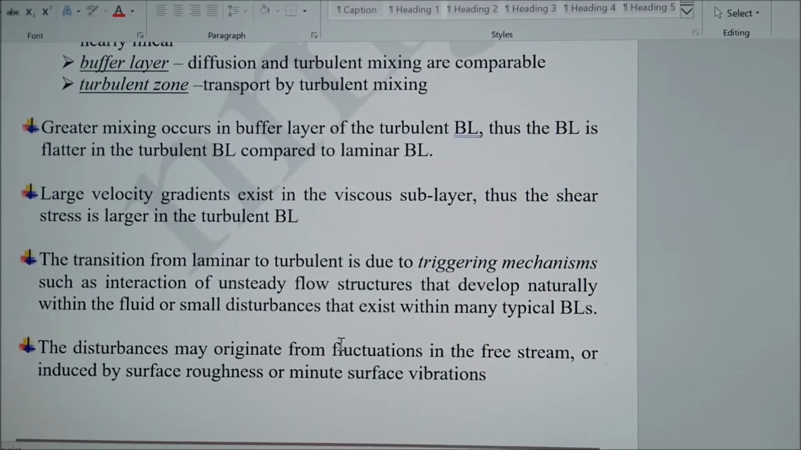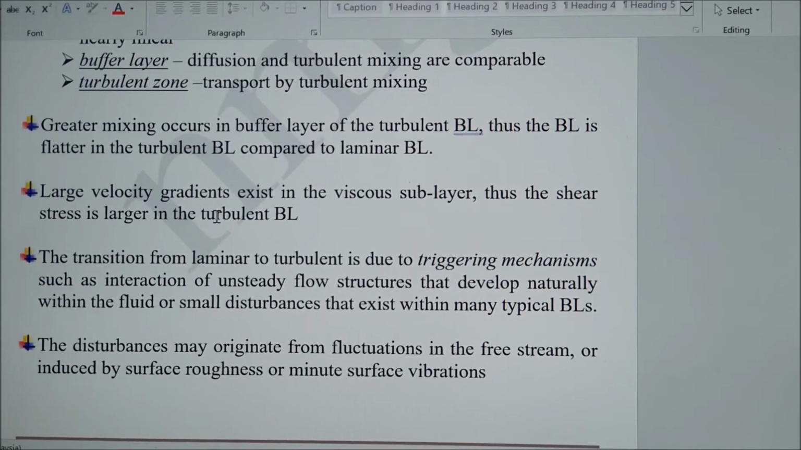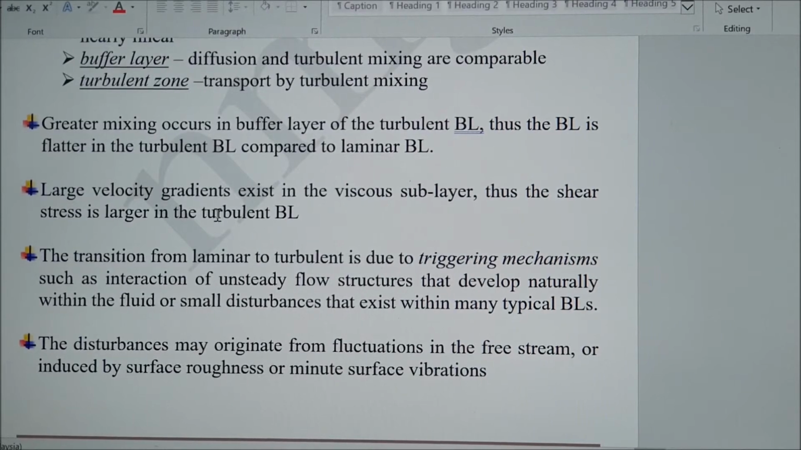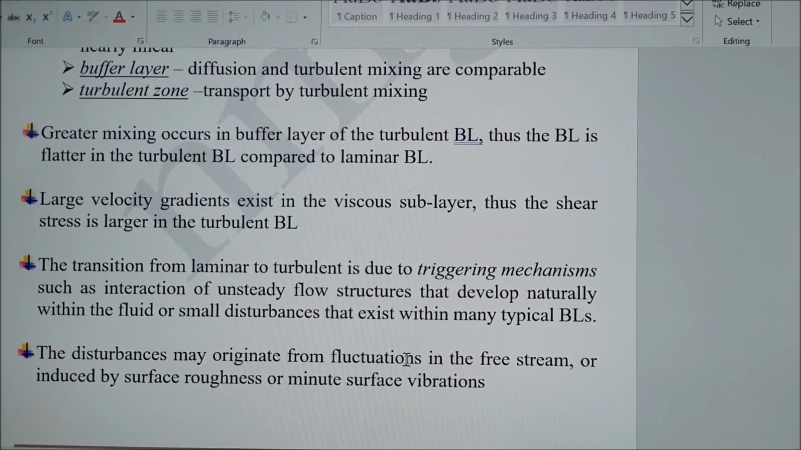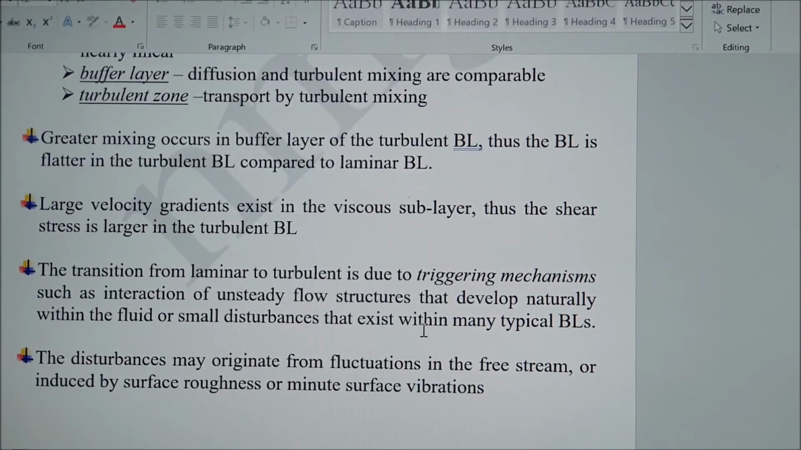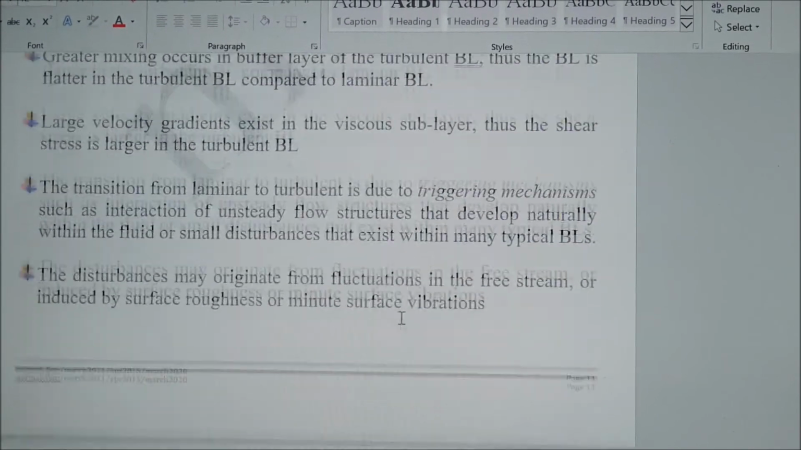So the transition from laminar to turbulent is due to triggering mechanisms such as interaction of unsteady flow structures, rough surfaces, and others.